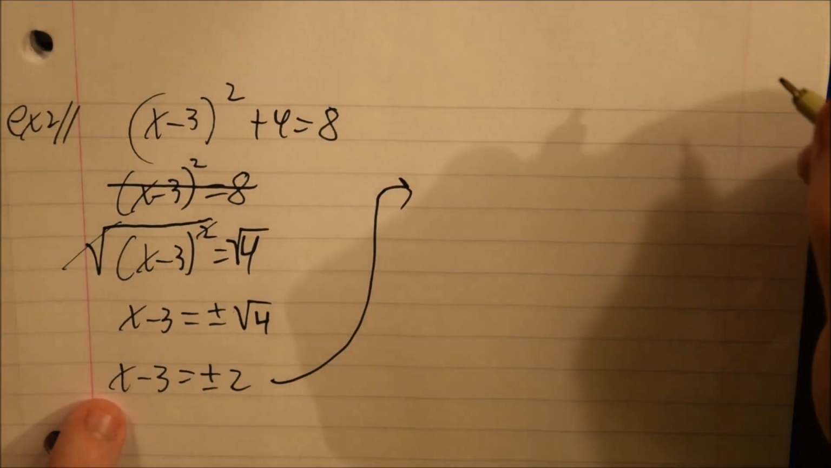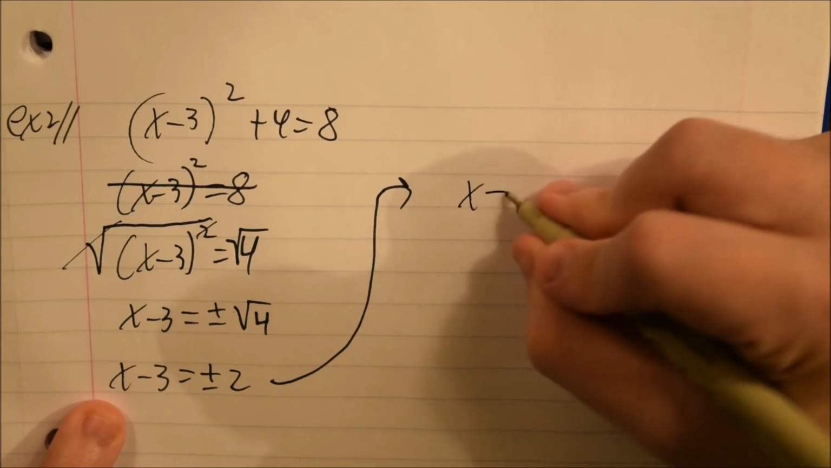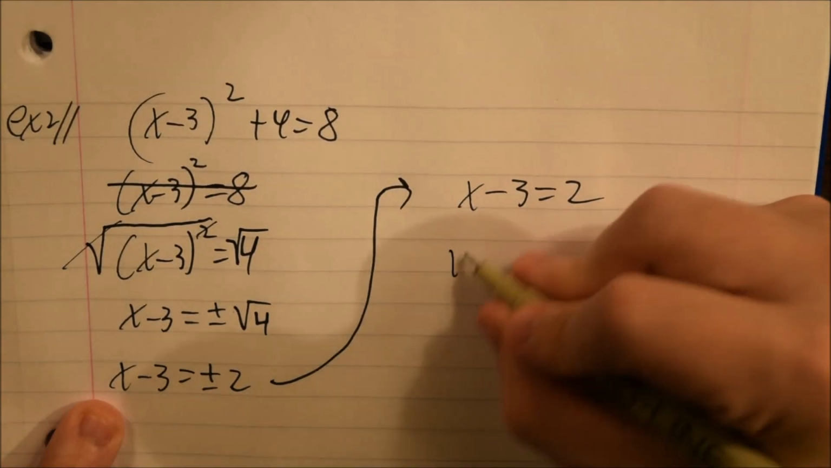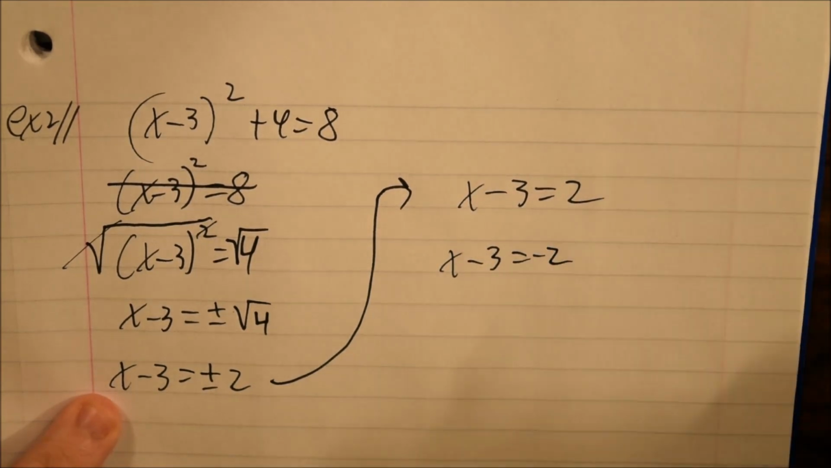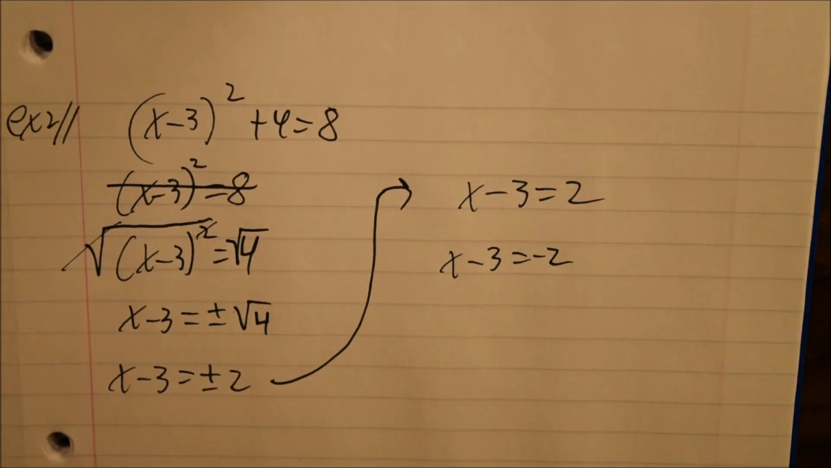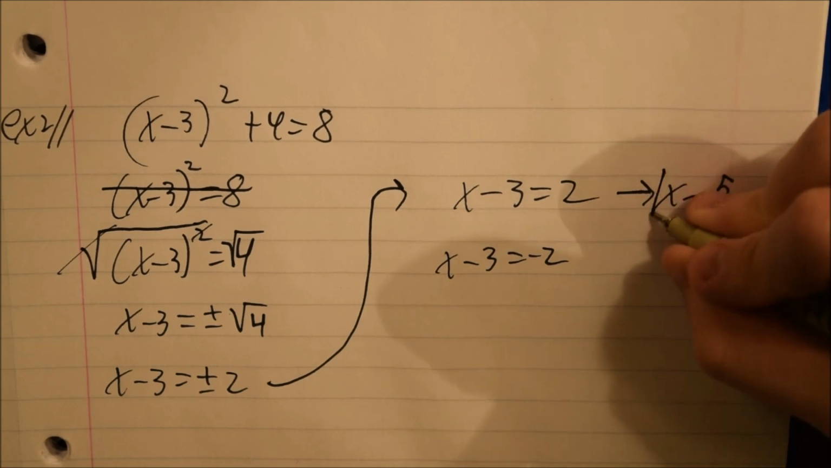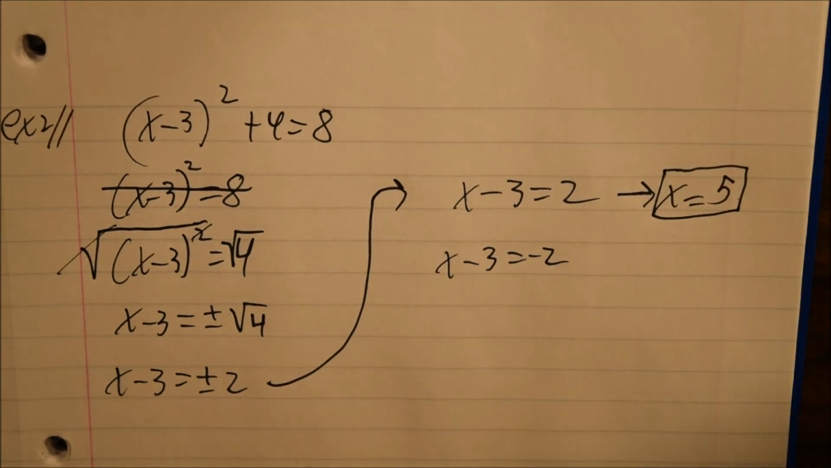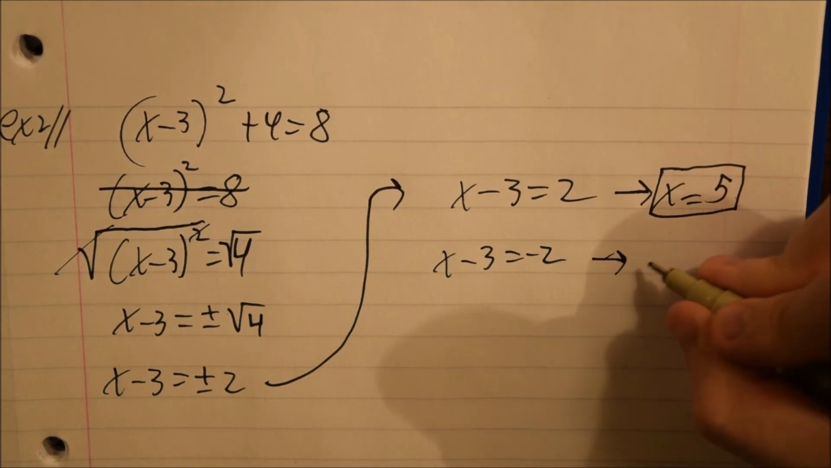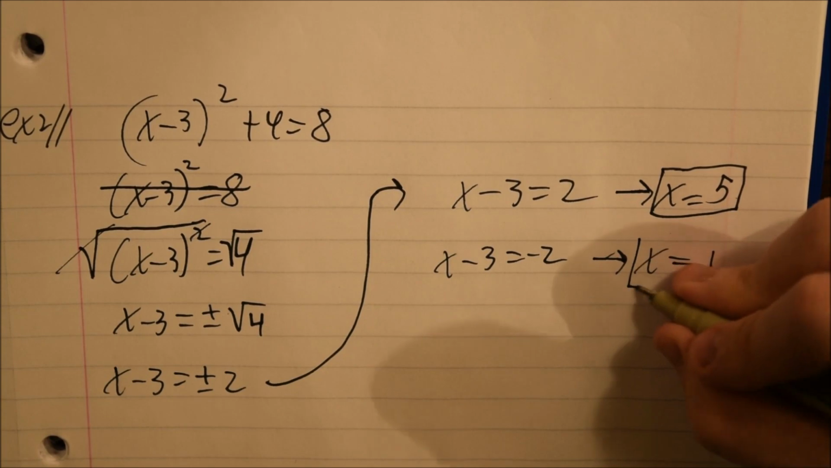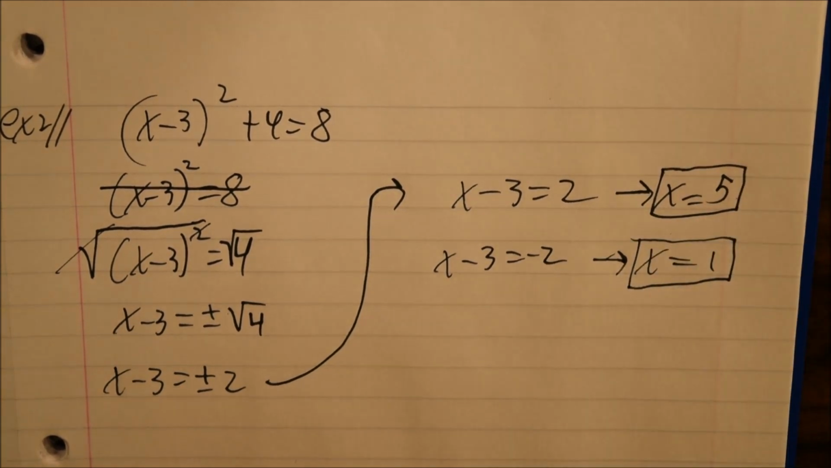And this gives me 2 equations now. I have x minus 3 equals plus 2, and x minus 3 equals negative 2. And I just have to solve for x now, so I add 3 to both sides, and this gives me that x equals 5. And I add 3 to this bottom one, and I get x equals negative 2 plus 3 gives me a plus 1. And those are my two solutions for my quadratic equation.